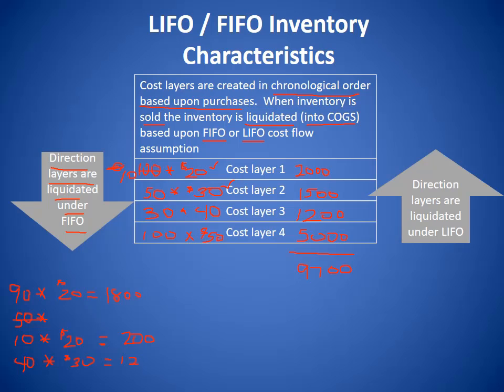$1,200. So the total cost of my transaction in this case is equal to $1,400, which represents the remaining costs from layer 1 and the 40 units of cost from layer 2 that I've used up. And I keep on doing this process throughout all the cost layers. So that's how we do it on a FIFO basis.